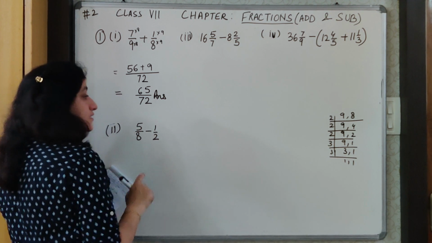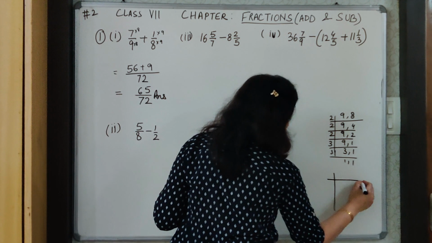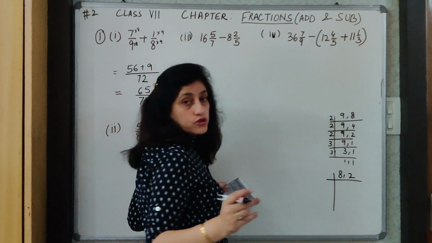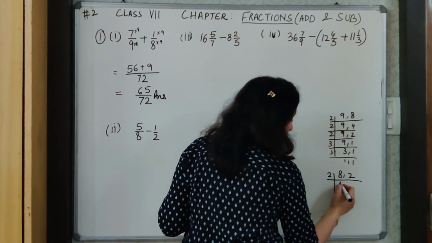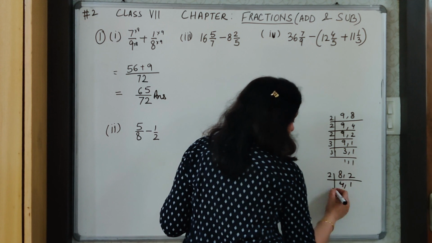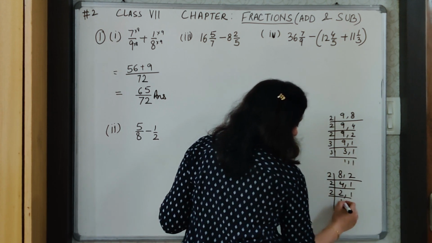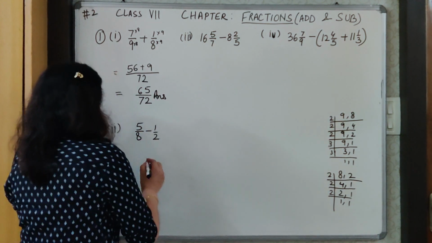5 upon 8 minus 1 upon 2. So for this also the LCM. If you are well versed with LCM, you can find it orally also. With practice, you will get into this habit. So with 2, both numbers are divisible by 2. I get 4s and 1s. Then 2 2s 4, 2 1s 2. So 2 2s 4, 4 2s 8 is the LCM.